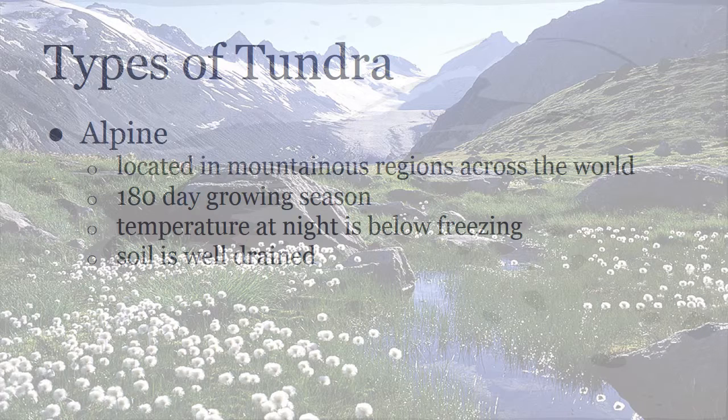The second type of tundra, the alpine, is located in mountainous regions all across the world. It has a 180-day growing season, and the temperature at night can get below freezing. The soil there is also well drained, meaning that no bogs are formed.